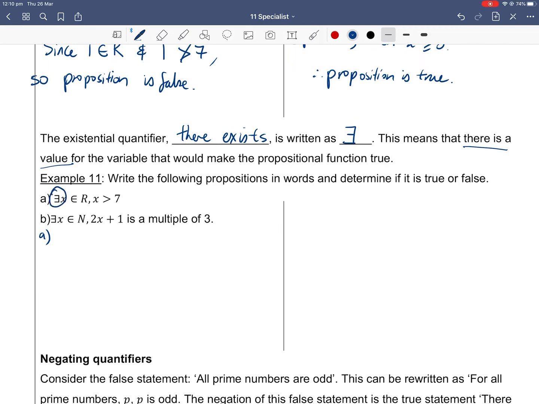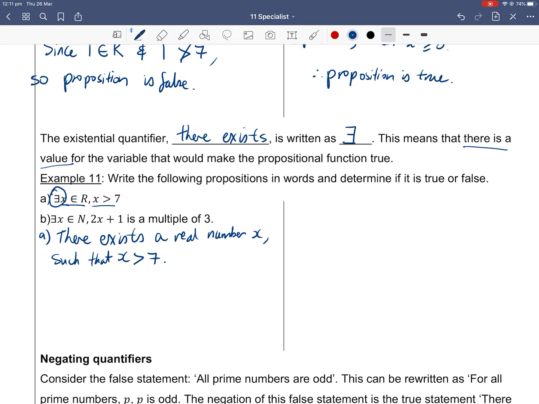So for part A, backwards E, there exists x, which is a real number, so there exist real numbers such that that real number is bigger than 7. So in words, there exists a real number x such that x is bigger than 7. So backwards E, there exists a real number x such that x is bigger than 7.